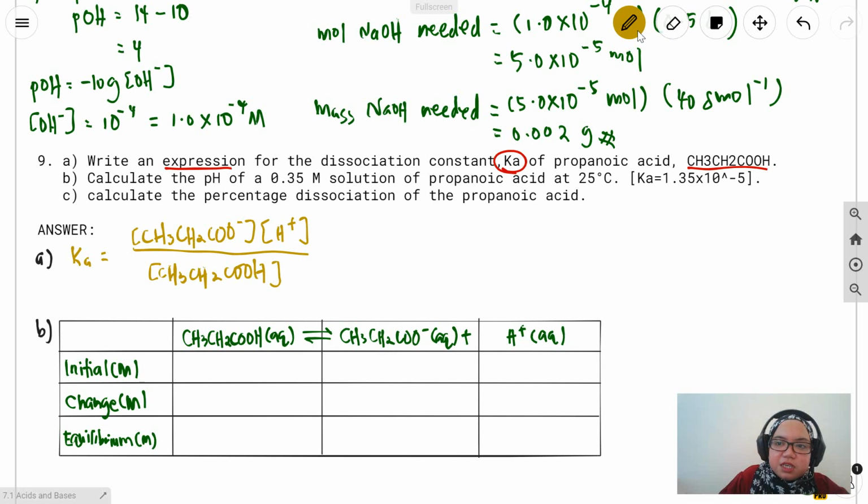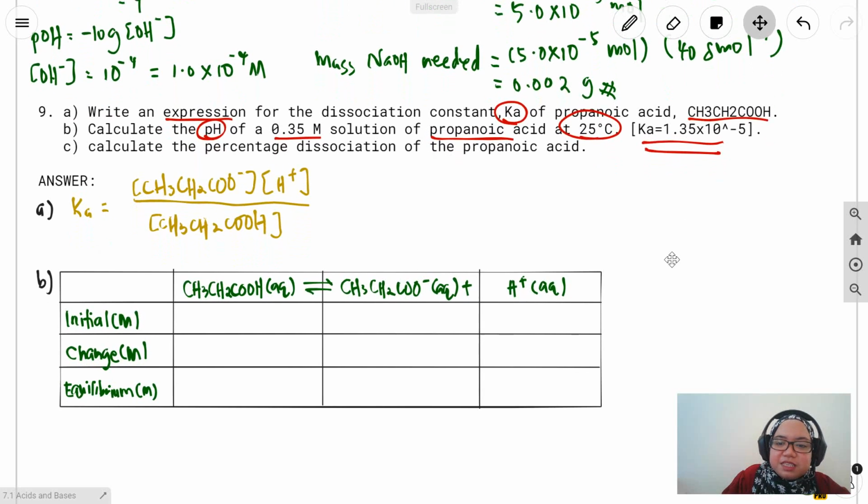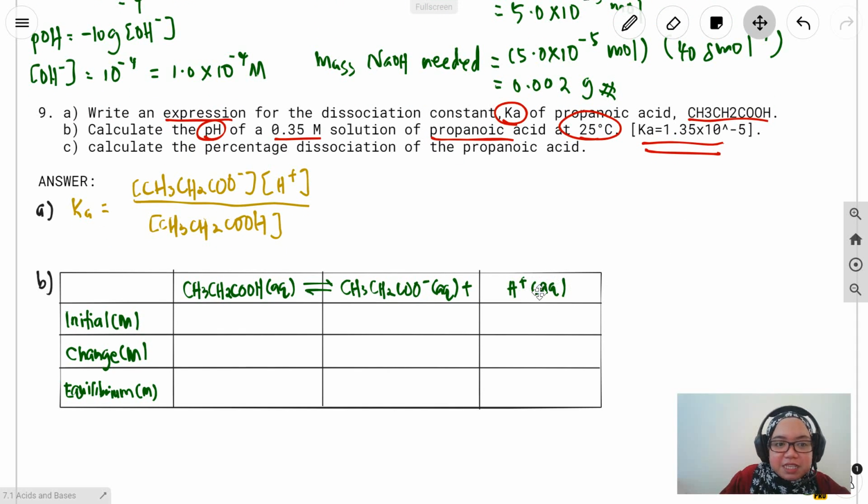So the next question asks you to calculate the pH of 0.35 molar solution of propanoic acid at 25 degrees Celsius, given that the Ka is 1.35 times 10 to the power of negative 5. Okay, first step, it means we find the concentration of H plus, right? Because we want to get pH. Am I right? So we know that the initial concentration of propanoic acid is 0.35 molar.